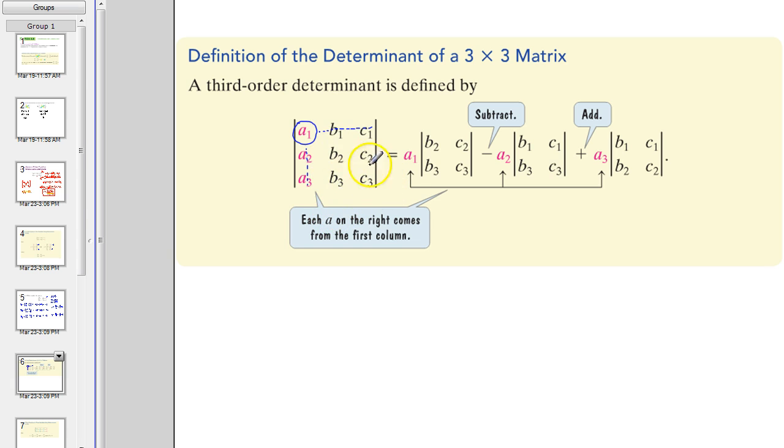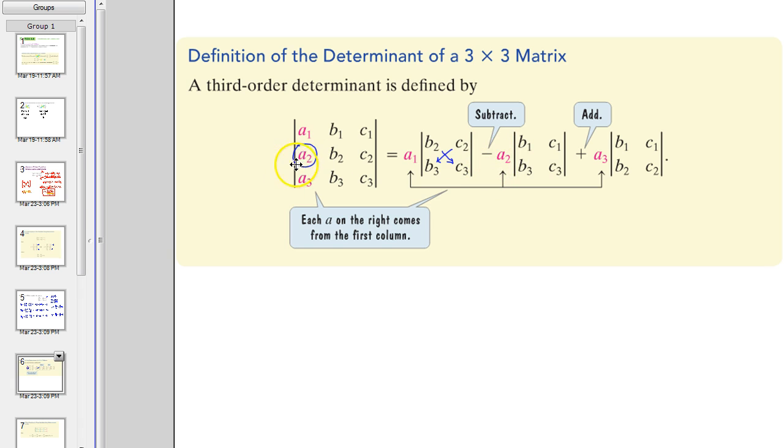And then I treat that as its own mini 2 by 2 matrix, and I find its determinant. Multiply these two together, subtract, multiply these two together. Okay, now once I've done that, I shift things down to A2. When I do that, A2 is by itself, but we do subtract. We go positive, negative, positive.